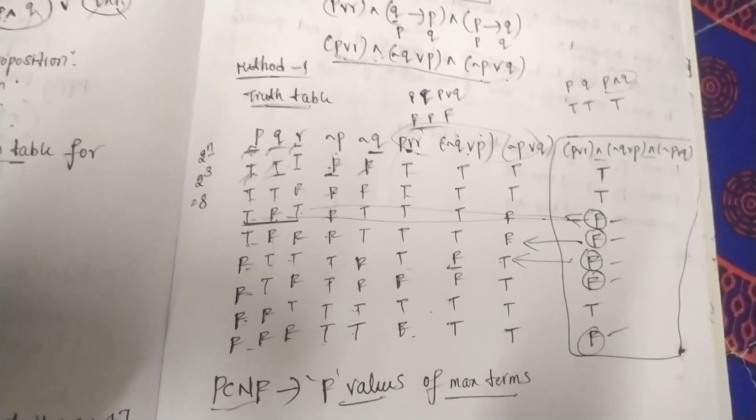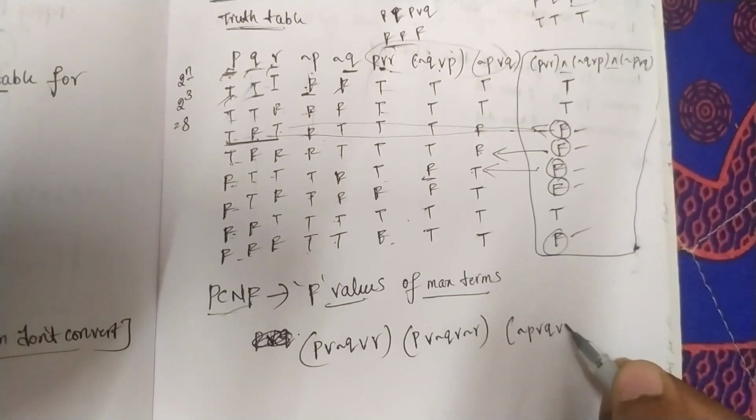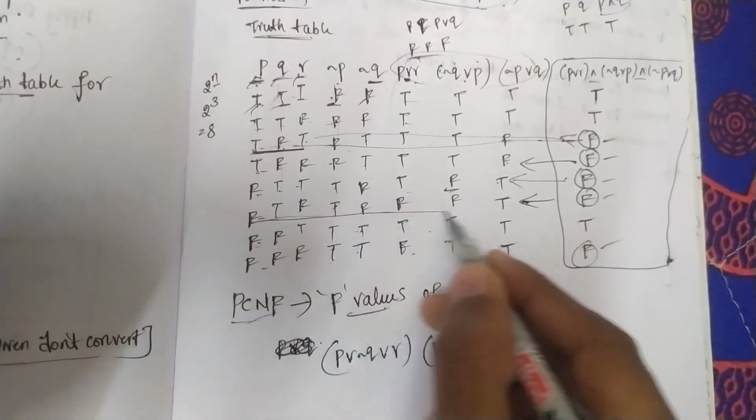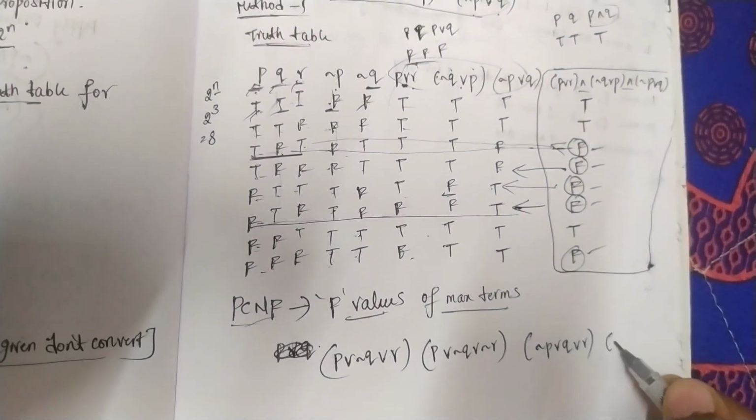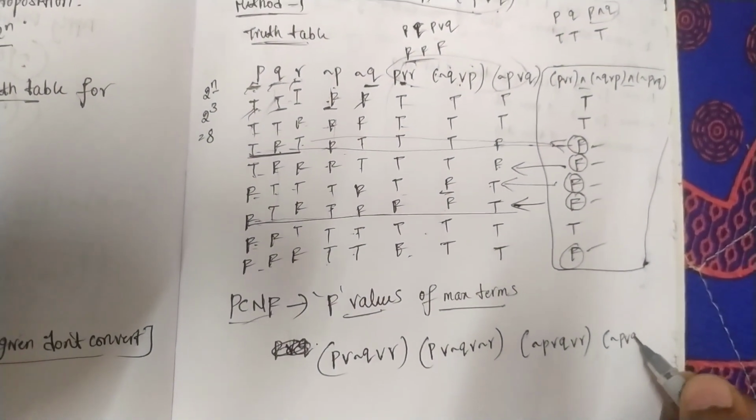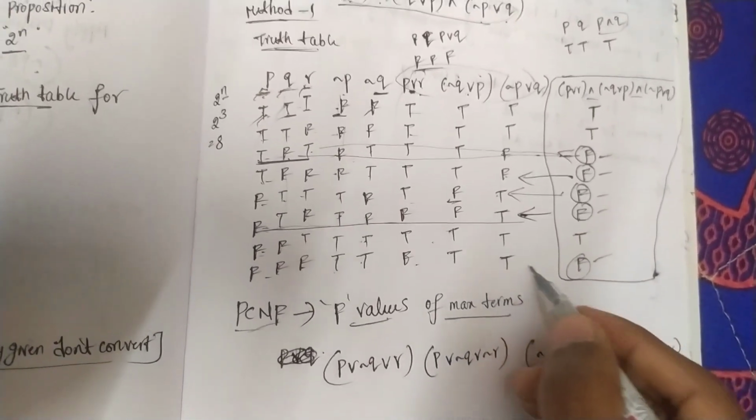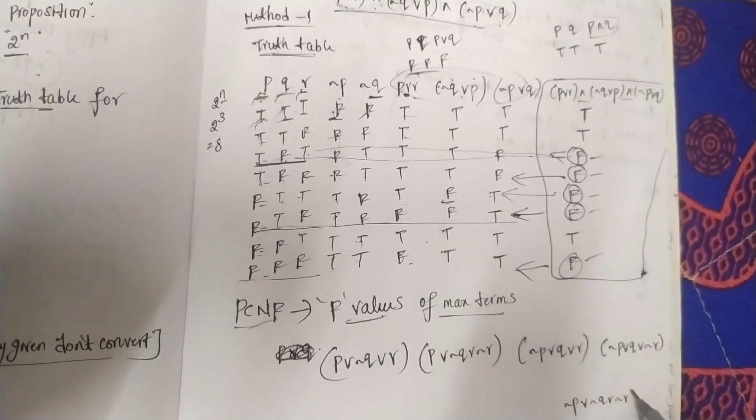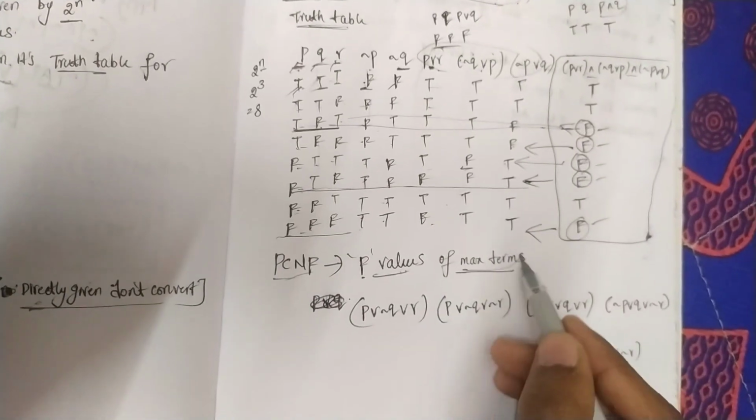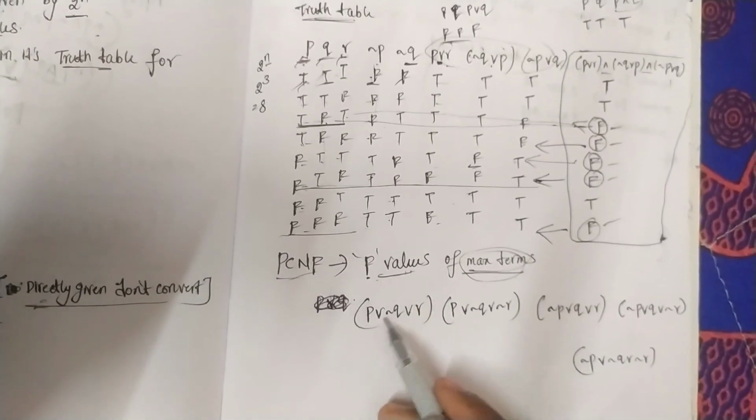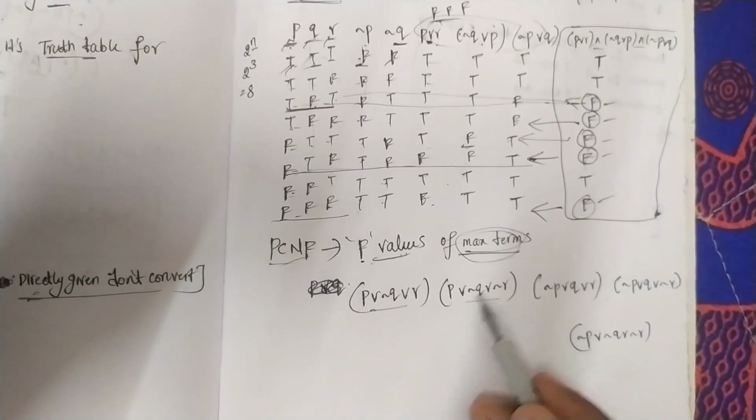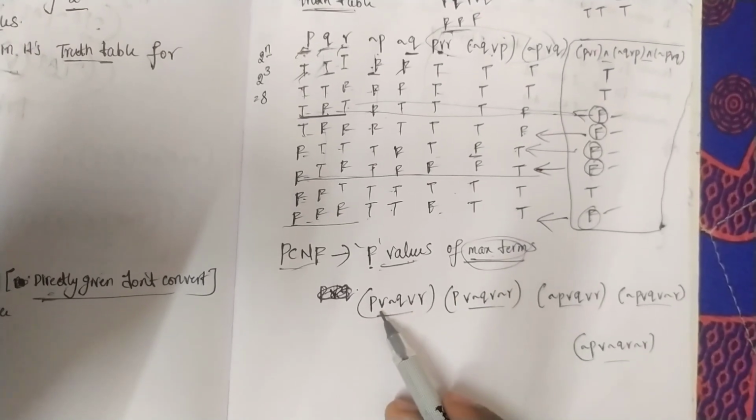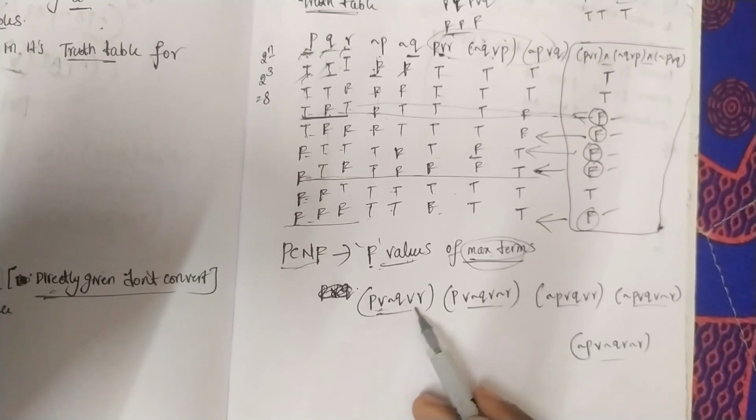And in the fifth case we have negation P or Q or R. And in the sixth case we have negation P or Q or negation R. And in the eighth case we have all false, so negation P or negation Q or negation R. Here the false values of max terms are taken, and by taking false values we get the PCNF like this. These are the max terms, that is disjunction of propositions.